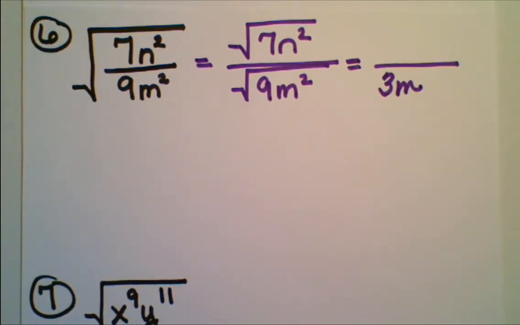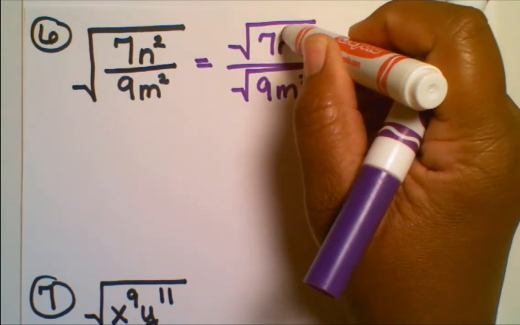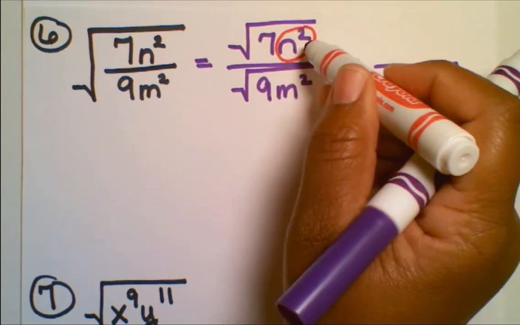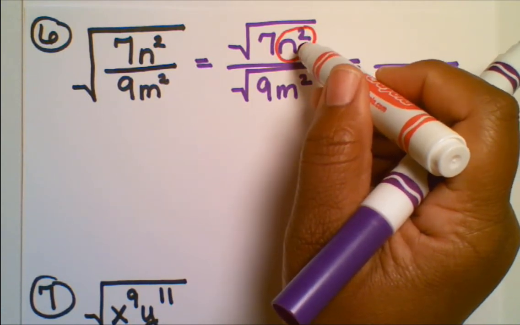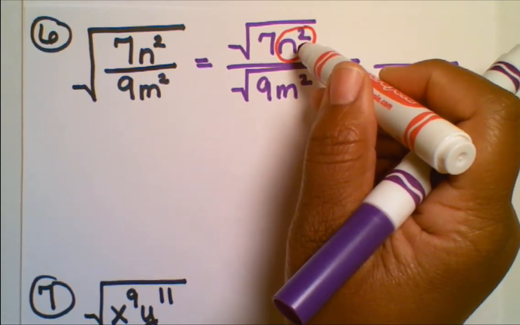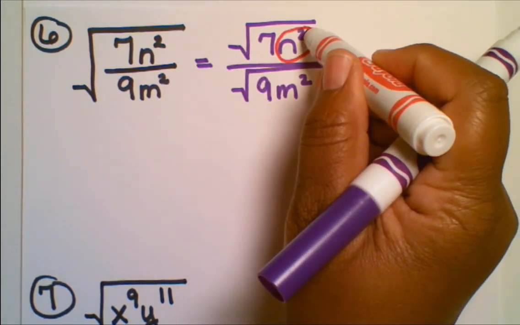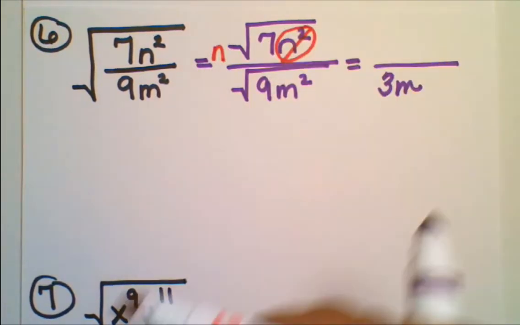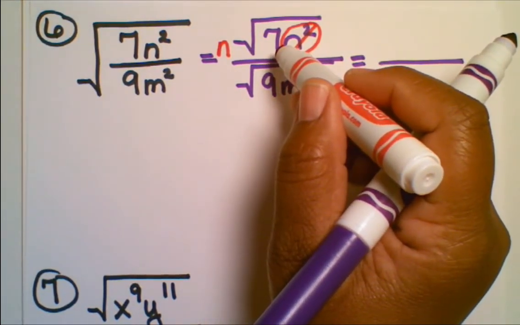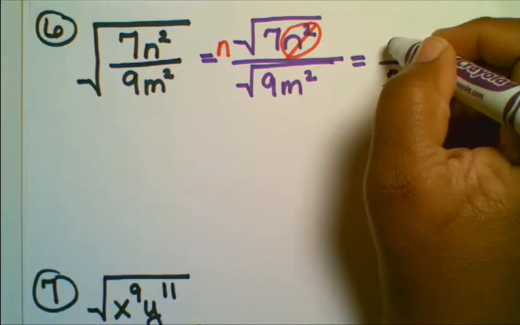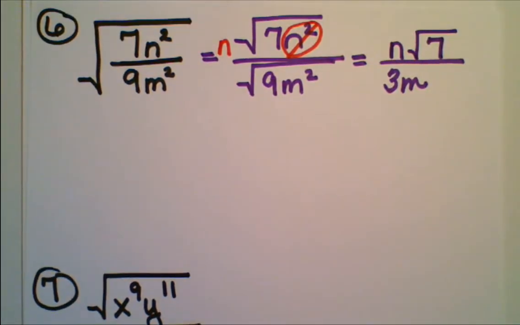But our numerator, 7 is not a perfect square, but n squared is. So we're going to take the square root of this n squared. When you take the square root of a factor that's a perfect square, you take the root and bring it outside of the radical, in front of the radical. So the square root of n squared is n. So we bring that n on the outside. The 7 will stay under the radical sign because it's not a perfect square. So our solution is n times the square root of 7, all over 3m.